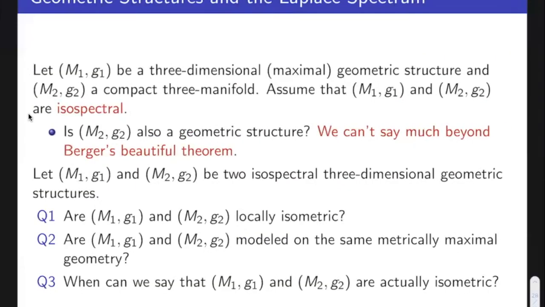Unfortunately, we can't say much beyond Berger's beautiful theorem. So now let's stay within the locally homogeneous manifolds. Let M1G1 and M2G2 be two isospectral three-dimensional geometric structures. Now you can ask, are M1G1 and M2G2 locally isometric? Remember, in higher dimensions, this is not true.